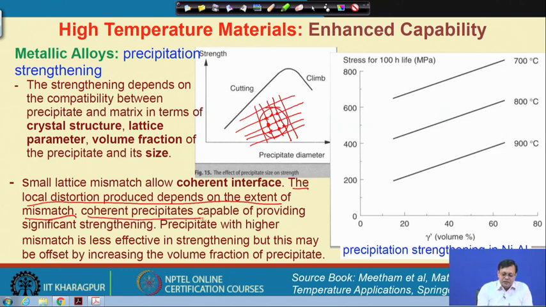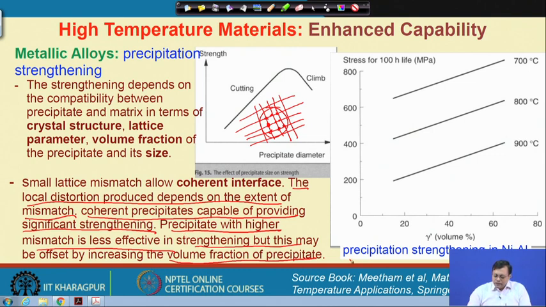Now, coherent precipitates are capable of providing a significant strengthening effect, but a precipitate with higher mismatch is less effective in strengthening, because then the dislocation will bypass, and the strengthening can only be achieved by increasing the number of precipitates, or let us say the volume fraction of the precipitate, when the precipitate has a higher mismatch. So, this is an example of such kind of precipitation strengthening that we talked about.